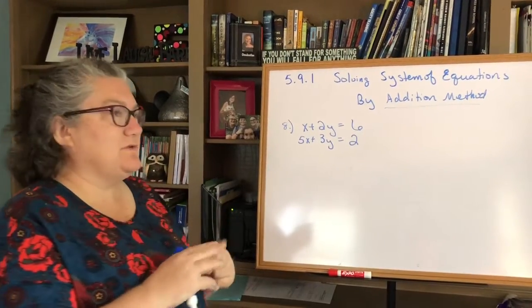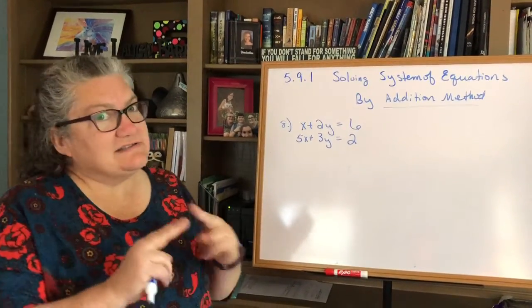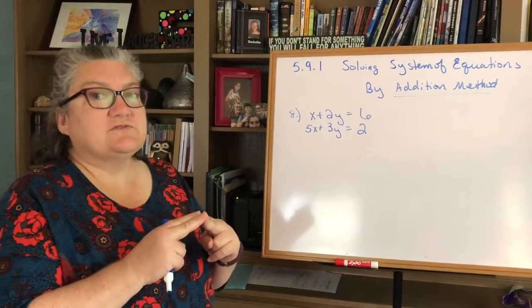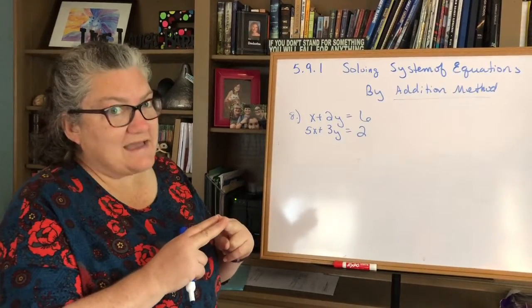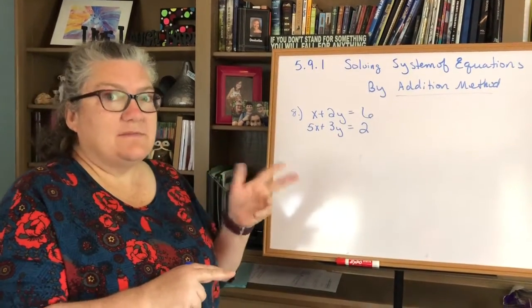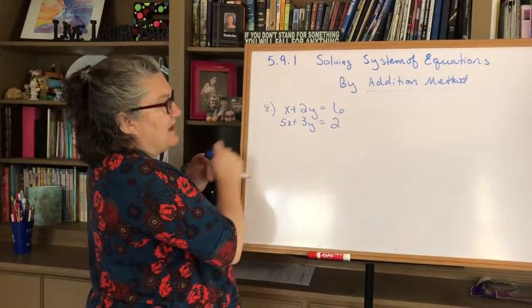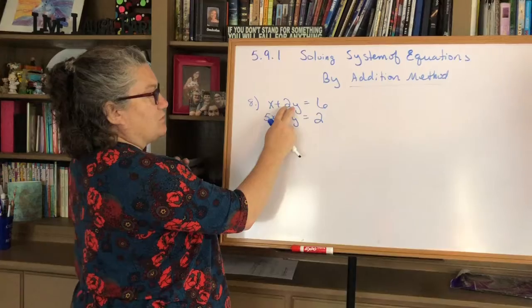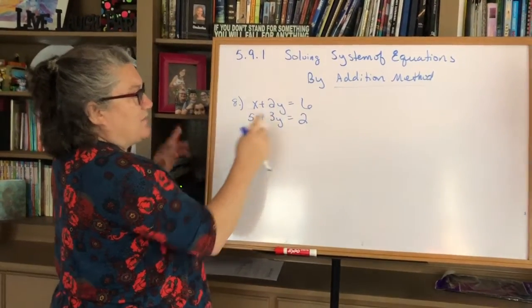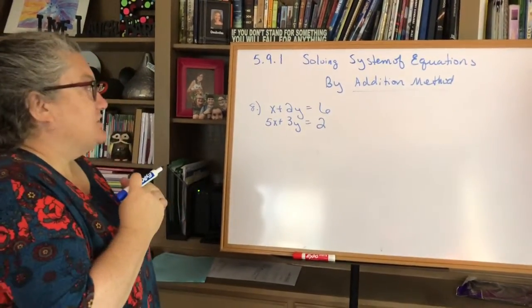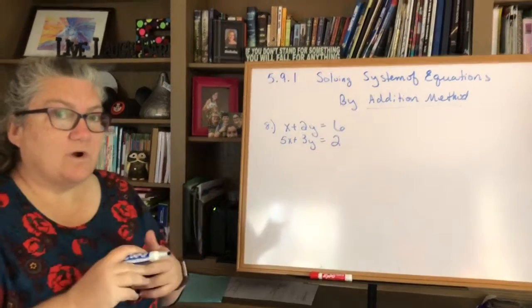Step 2 is to get opposite coefficients. It does not matter if you're getting opposite coefficients for the x's or for the y's. You just want to make sure one of them has opposite coefficients. So let's look at our x's. We have 1x and 5x. That's not opposites. Let's check the y's. 2y, 3y. That's not opposites. So you can choose which one you want to make opposites.